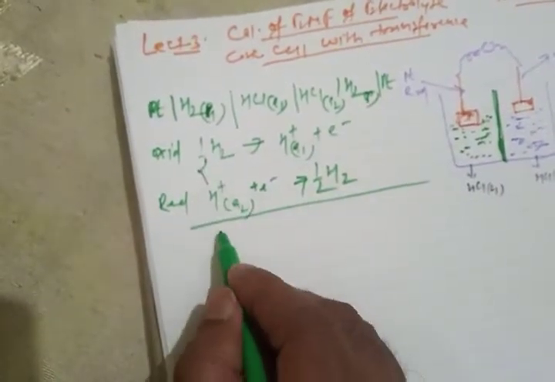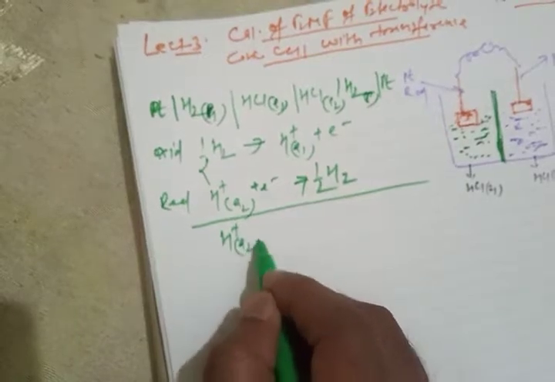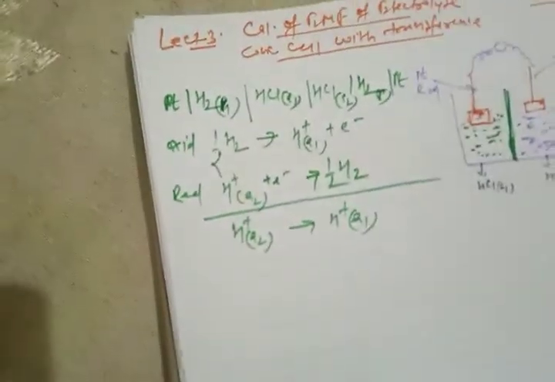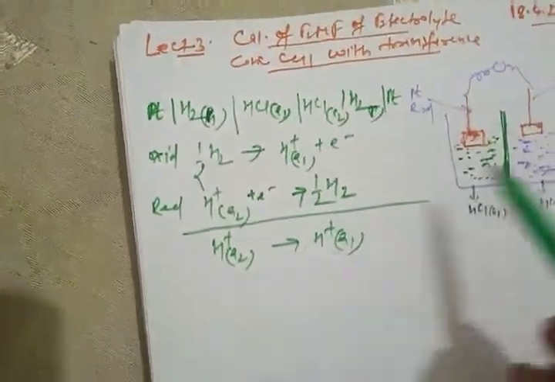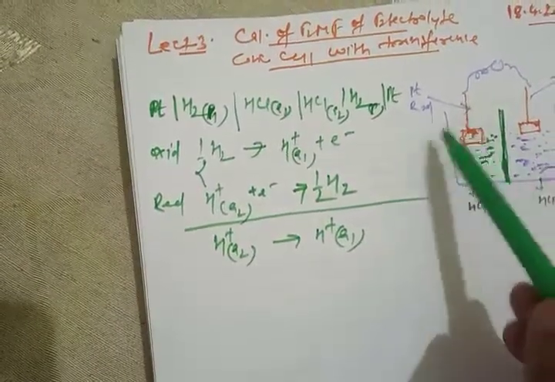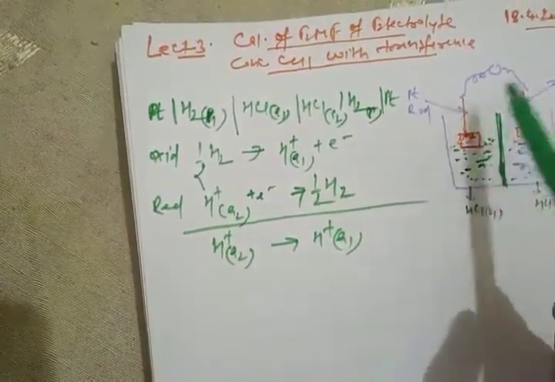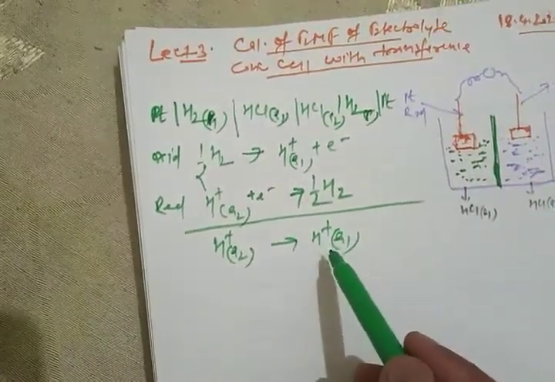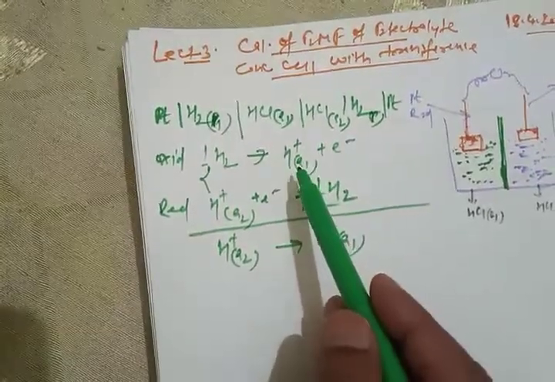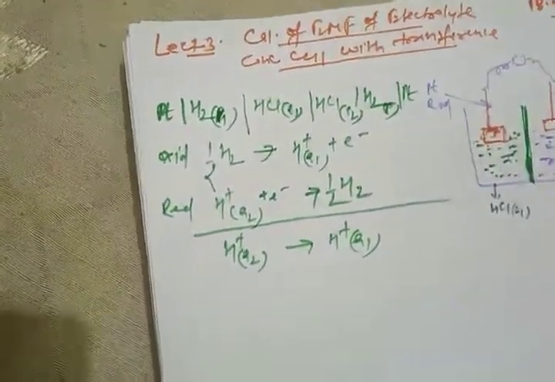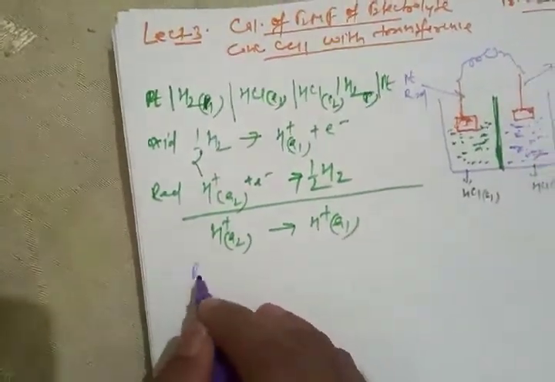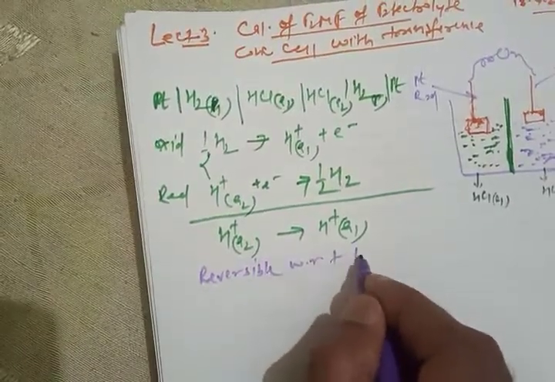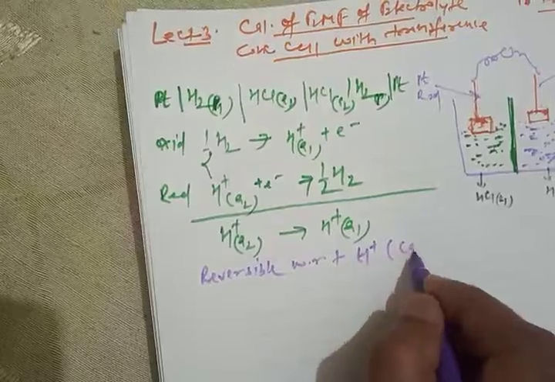This will cancel out. So H plus A2 goes to H plus A1. That means the transfer of the electron is from A2 to A1, from this side to this side. The electron is moving from this, so this is a reversible kind of work. So this is reversible with respect to what? Reversible with respect to H ion, or we can say reversible with respect to cation.